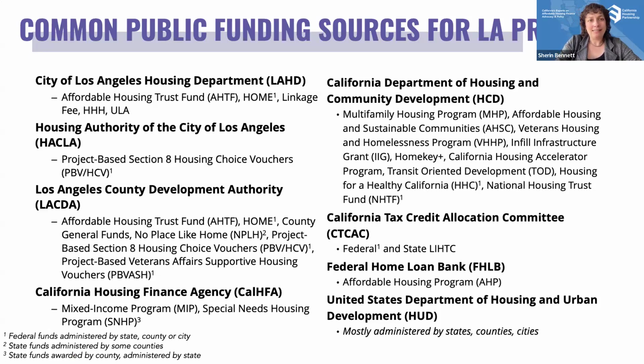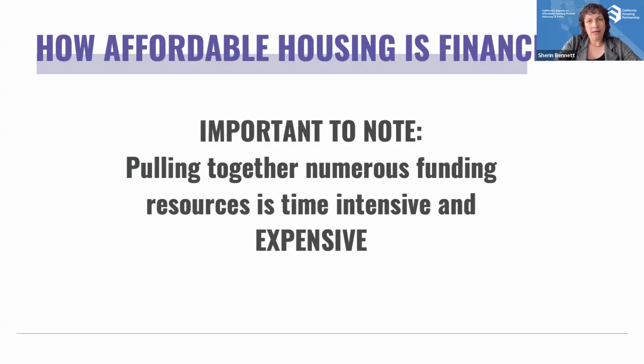And so the process of pulling together all of these funding sources is time intensive and resource intensive. It's not just an open window where you can get it. They're available once a year or a few times a year if we're talking about state tax credit and bond resources. Maybe once every other year, depending on the budgeting cycle of the various entities.